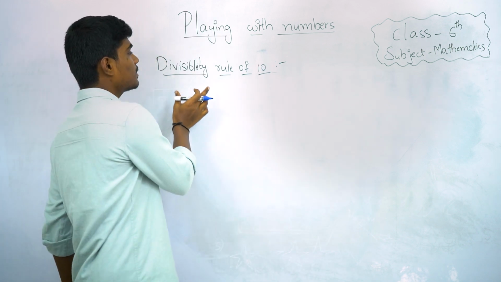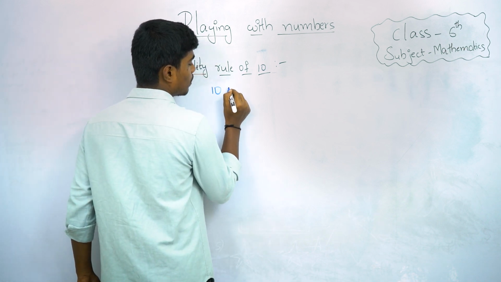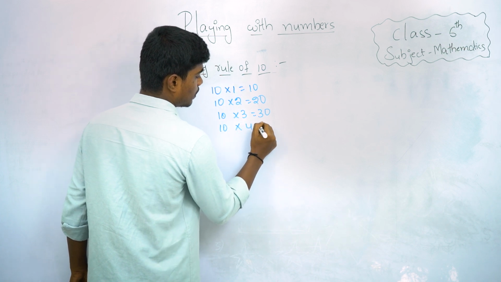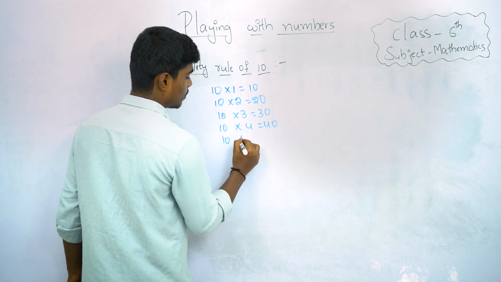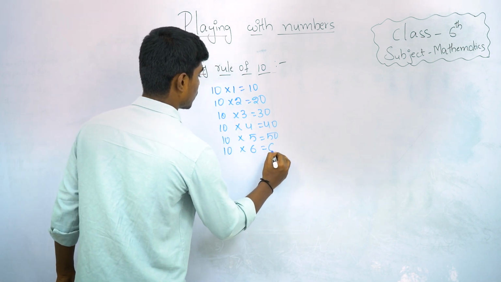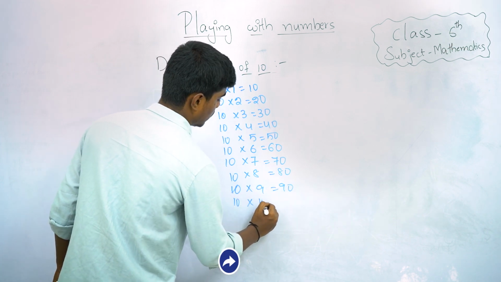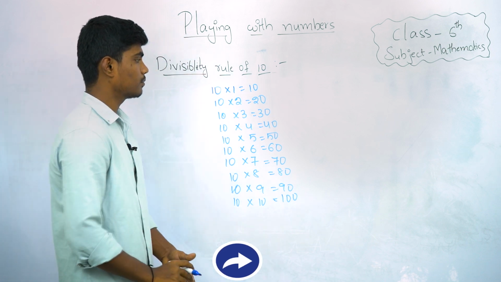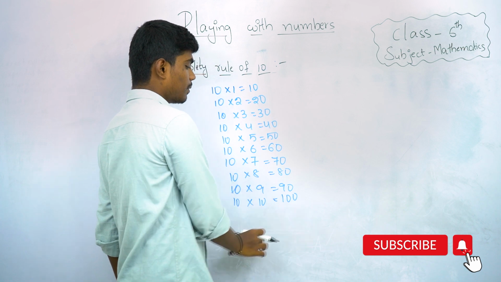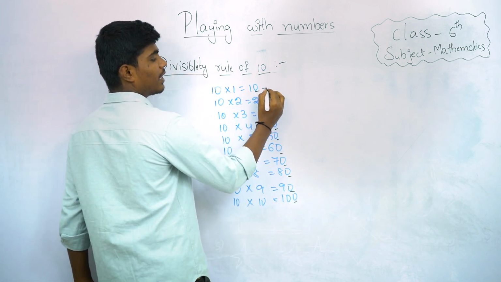Before discussing the divisibility rule of 10, let's write the 10 table. 10 ones are 10, 10 threes are 30, 10 fours are 40, 10 fives are 50, 10 sixes are 60, 10 nines are 90, 10 tens are 100. These are the multiples of 10. If you observe the ones place of each number, what is the ones place of 10?